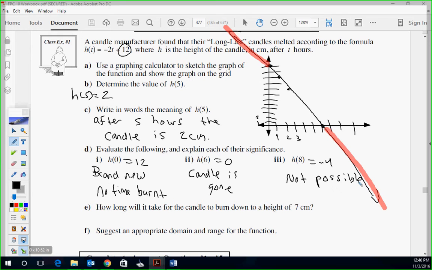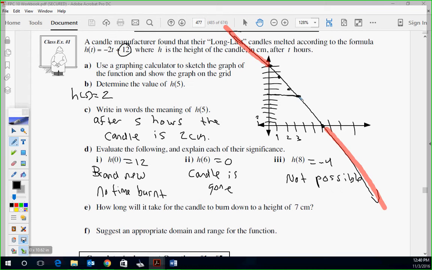How long will it take for the candle to burn down to a height of 7 centimeters? So we want to know when it's going to be 7 centimeters. Is that an x value, or t, or is that an h value, y? It's a y, so that's giving us a y. So we're trying to figure out 1, 2, 3, 4, 5, 6, 7. We're trying to figure out what this point right here is. Well, we can solve, or you can use your calculator. You can do the intersect.